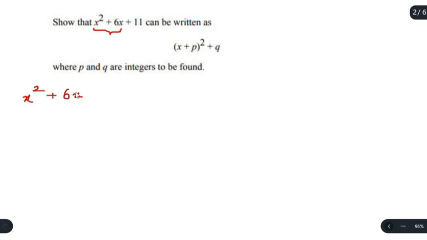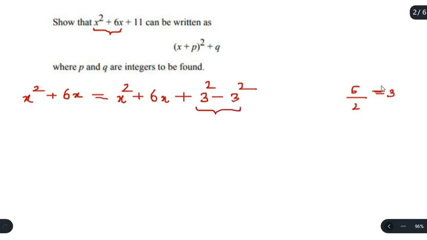Now take the number which is along with x, that is 6, and divide it by 2. So we get 3. This 3 we are going to adjust to this term. So we are going to write it as x squared plus 6x plus 3 squared and minus 3 squared. This is how you are going to make the number adjusted with the expression.